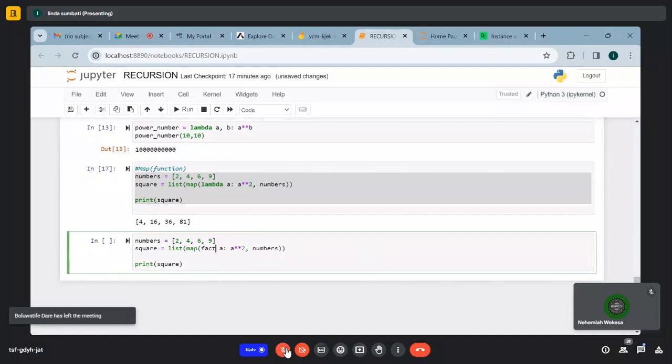Delete. No, just put fact. You want to see whether it can get factorials of the list. Oh, okay, yeah, true. That way? Comma, numbers.